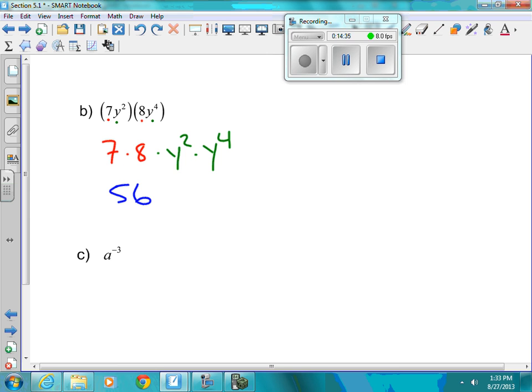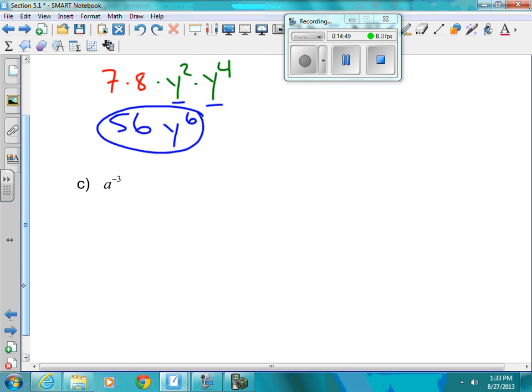They have the same base. So what do we do with the exponents? We add them. 2 plus 4 is 6. So 56 y to the 6th power would be the answer. I hope you get that one as well. I'm going to quickly pause it. Try C on your own, please.